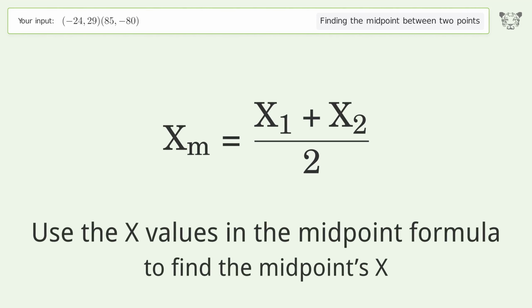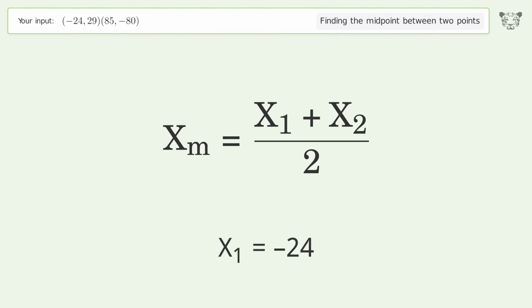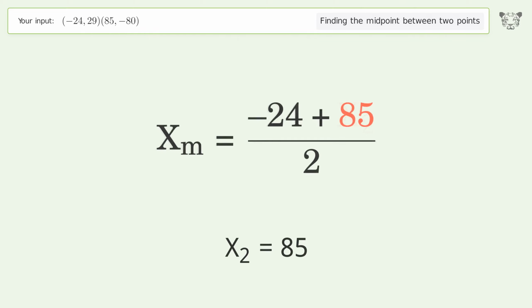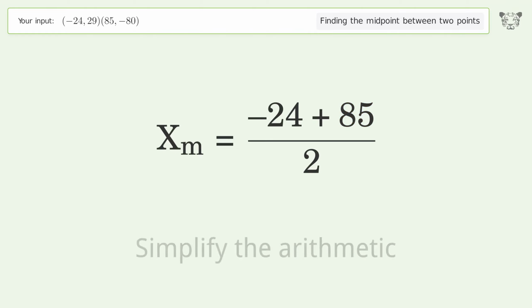Use the x values in the midpoint formula to find the midpoint's x. x1 equals negative 24. x2 equals 85. Simplify the arithmetic.